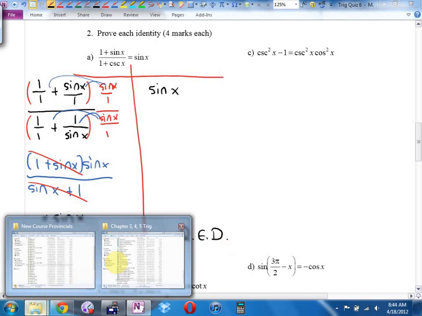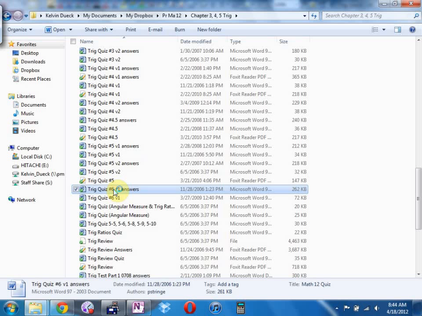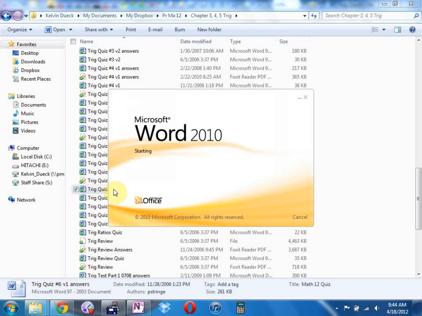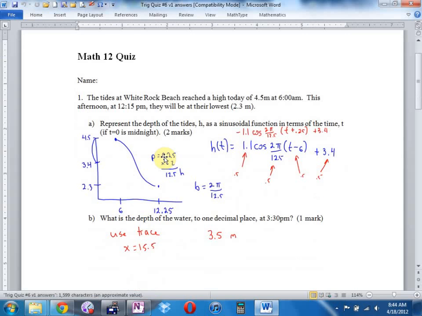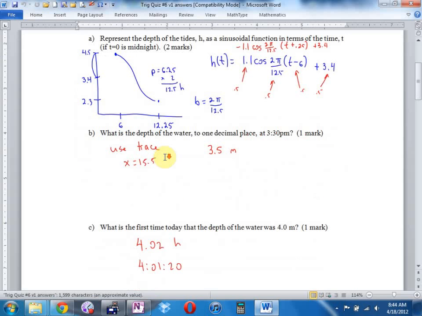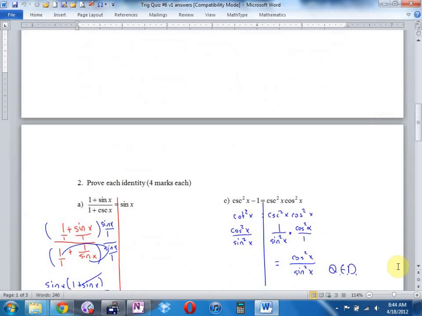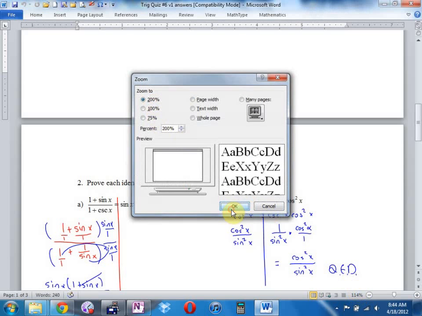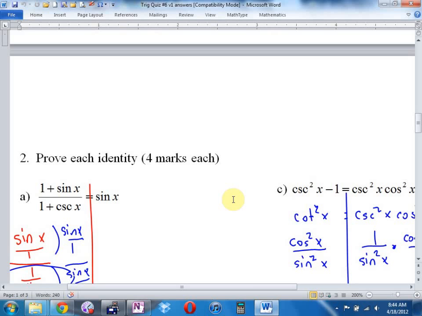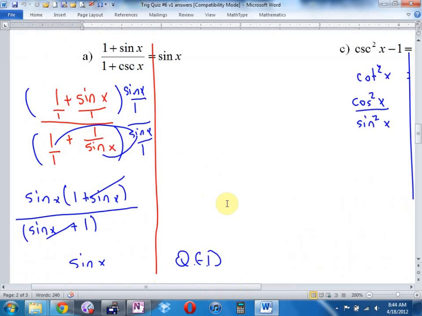How would I give out part marks on that one? Hello, Trig Quiz 6 answers. Come on. Don't freeze on me. Here we go. Let's make the screen bigger. Let's go to 200. And that should get the identity all on one page. Oh, I didn't do part marks. I would go something like this.